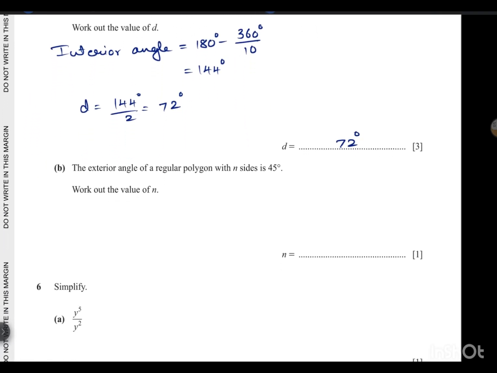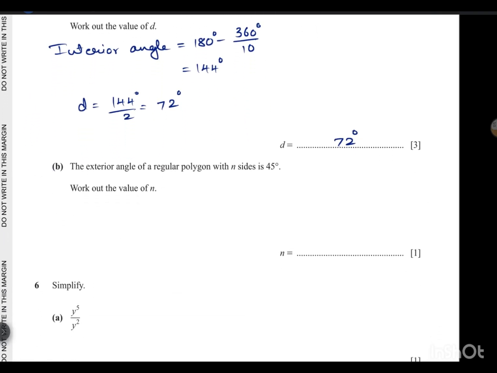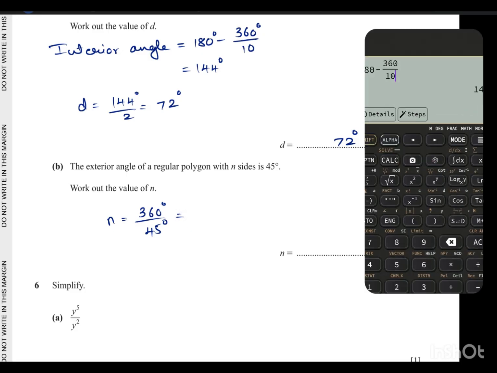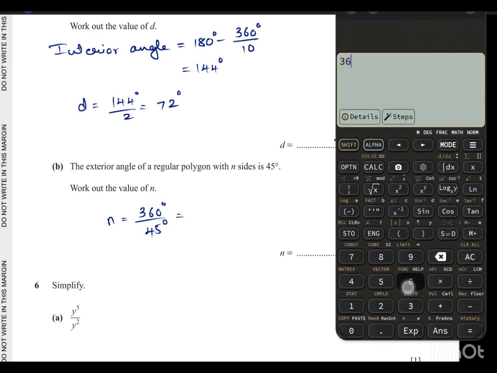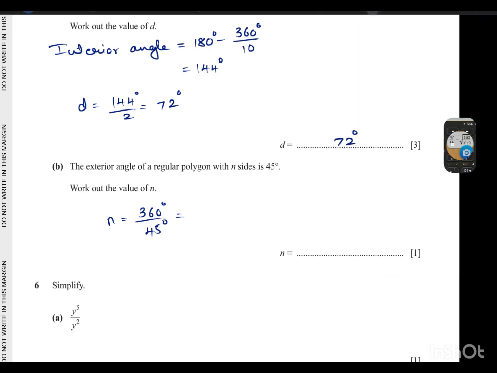Question number B. The exterior angle of a regular polygon with n sides is 45 degrees. Work out the value of n. So here it is simple. They have given us the exterior angle. So n will be equal to total 360 divided by the given exterior angle. Do it. 360 divided by 45 is 8. So it's an 8-sided regular polygon. n is 8.